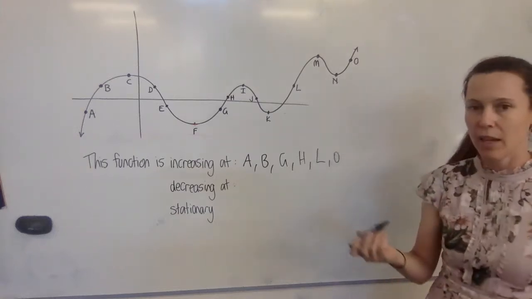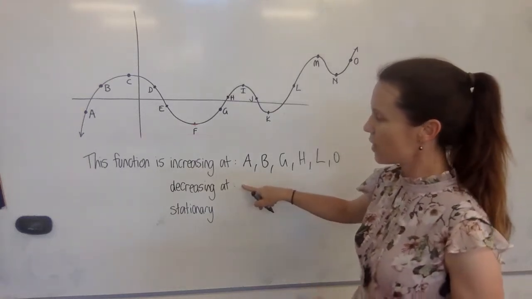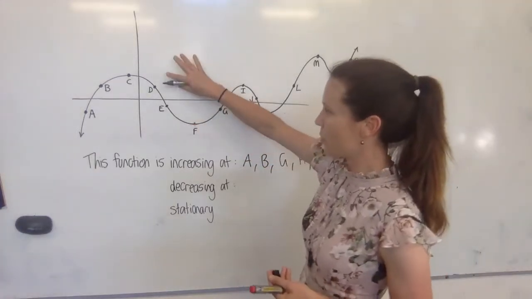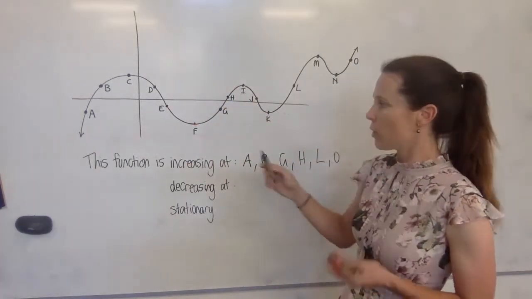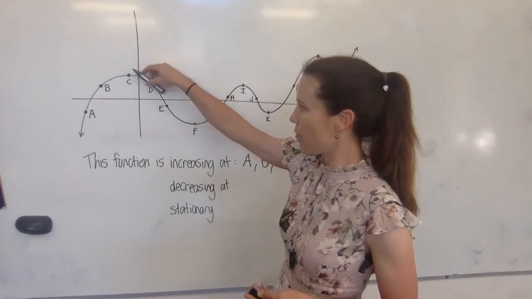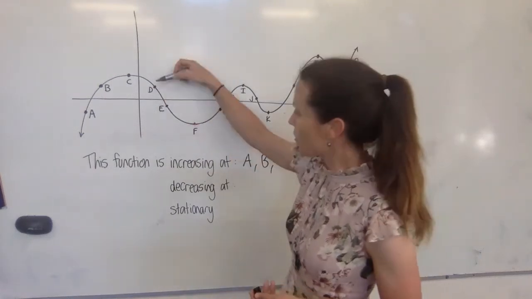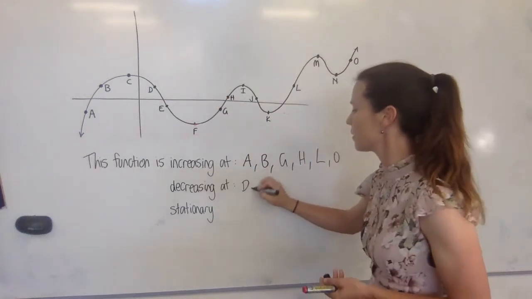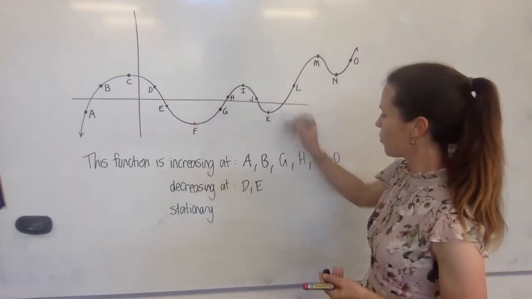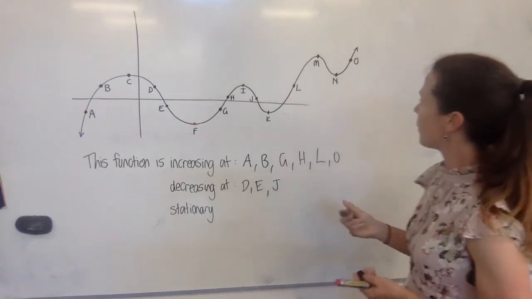And if we want to find all the parts where the function is decreasing, it doesn't matter which side of the x-axis it's on. We're just looking for parts where the y value is dropping. In other words, the gradient is going to be negative. So we've got points D and E. Over here we have point J, and that's it.